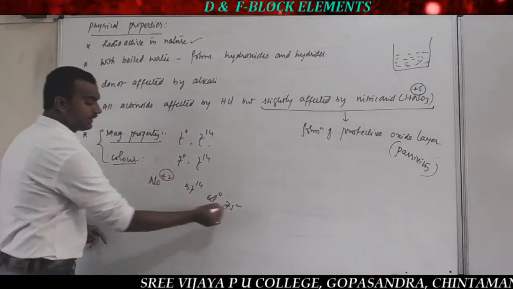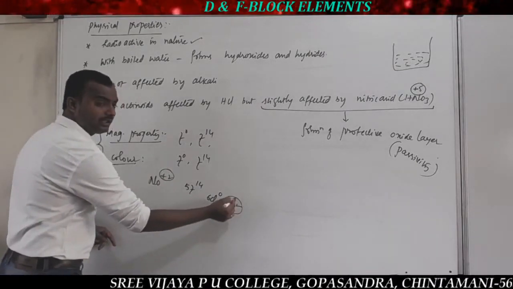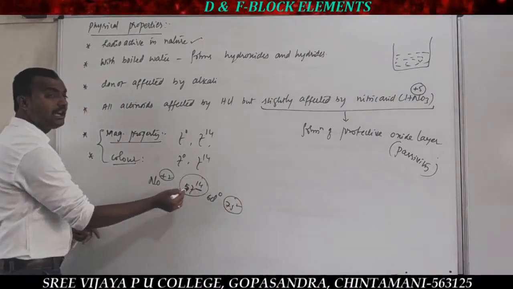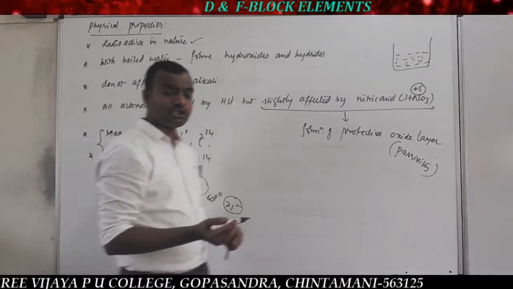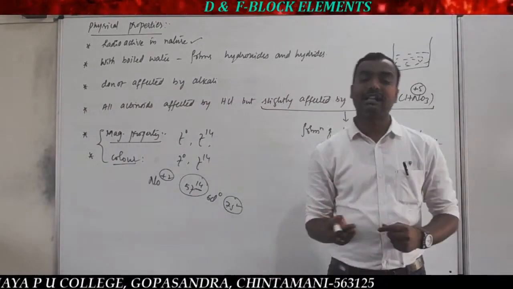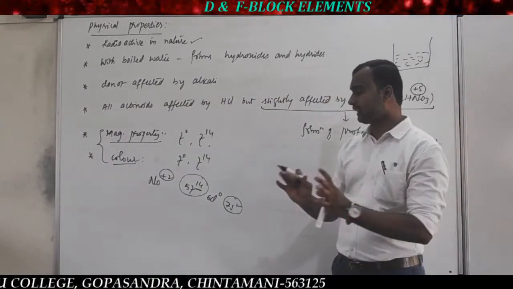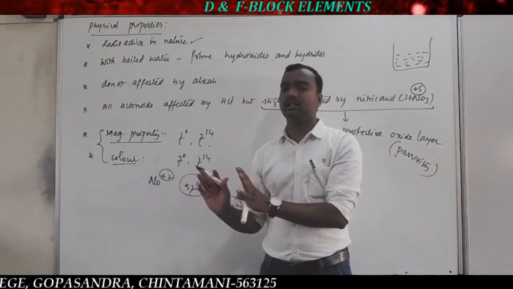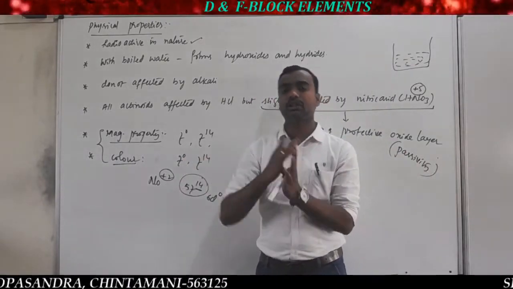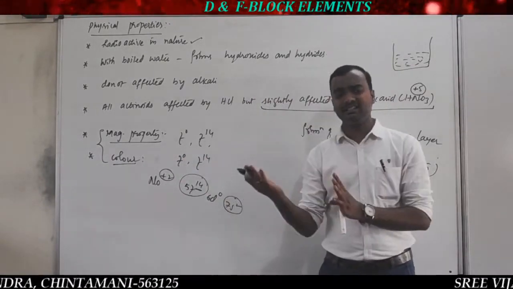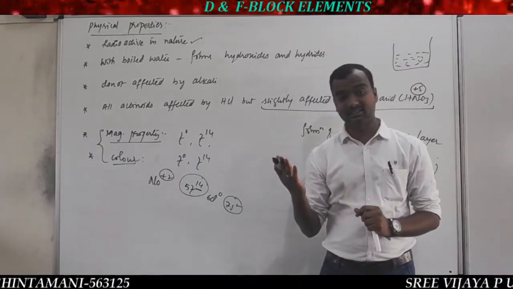So for nobelium +2, you remove two electrons. What remains is 5f14 electrons, a completely filled configuration. Therefore there are no unpaired electrons, and this is taken as colorless. So whenever you take any actinide ion, check whether it is F0 or F14 configuration. Other than that, there is definitely a chance of exhibiting color.